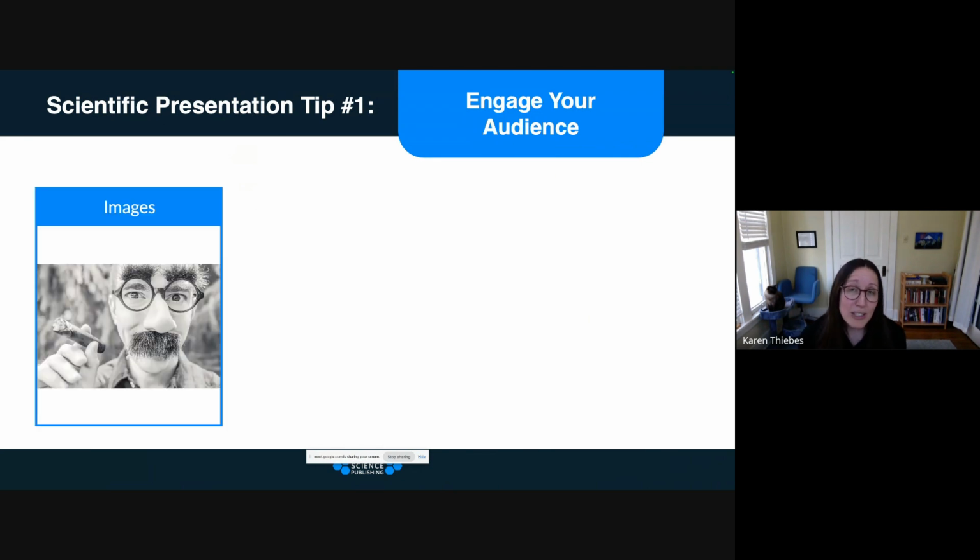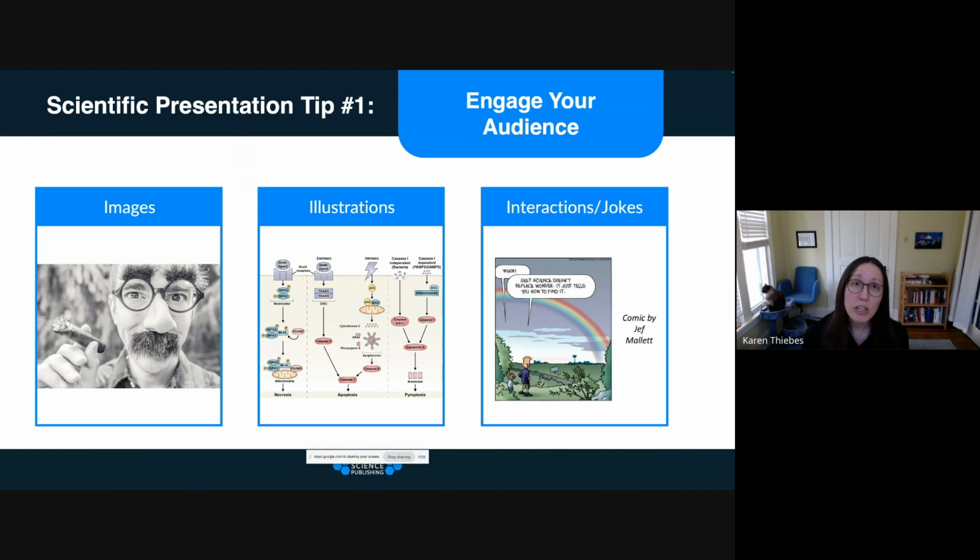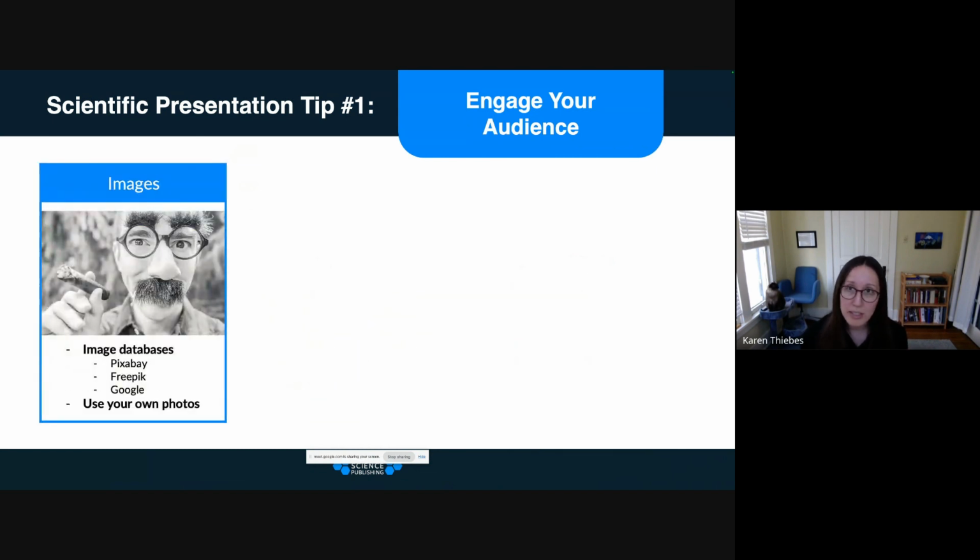My first tip is to use images, right? Images are worth 1,000 words, and it's one of those things that you can always add. Illustrations can go a very long way in simplifying complex information into a clear story that gives your audience the context and the grounding for things like scientific information that can be very dense and very complicated. And finally, I'm going to go over some ideas for including interactions, having jokes, getting your audience to pay attention in a way that involves an interaction of some kind. So first, let's start with images.